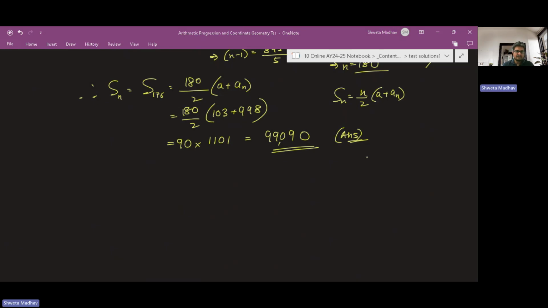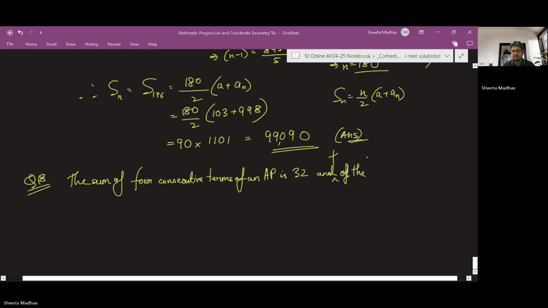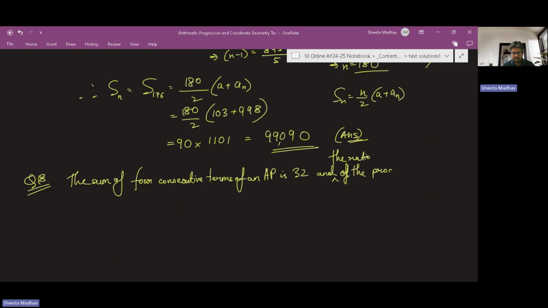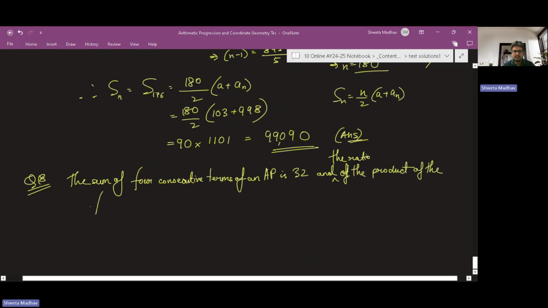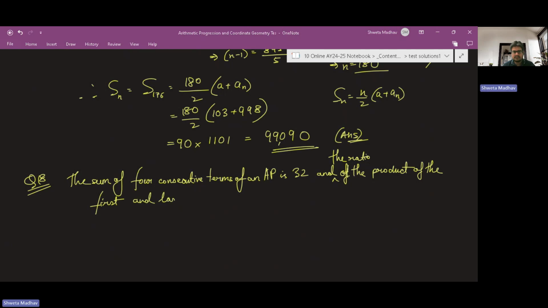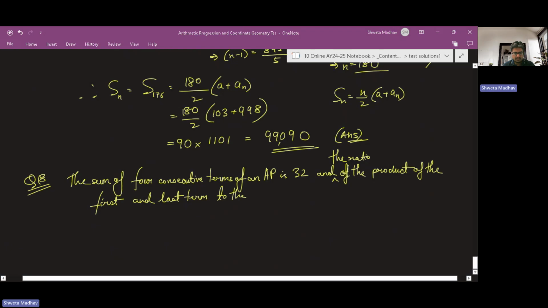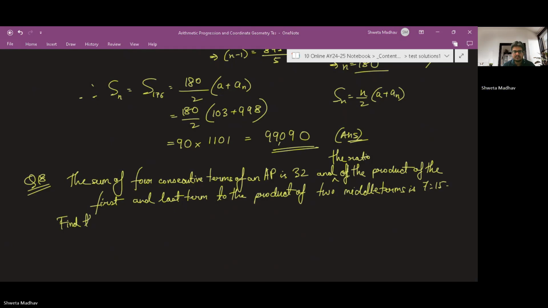Then in question number 18 it is told that the sum of the 4 consecutive terms of an AP is 32, and the ratio of the product of the first and the last term to the product of the two middle terms is 7:15, and find the numbers.